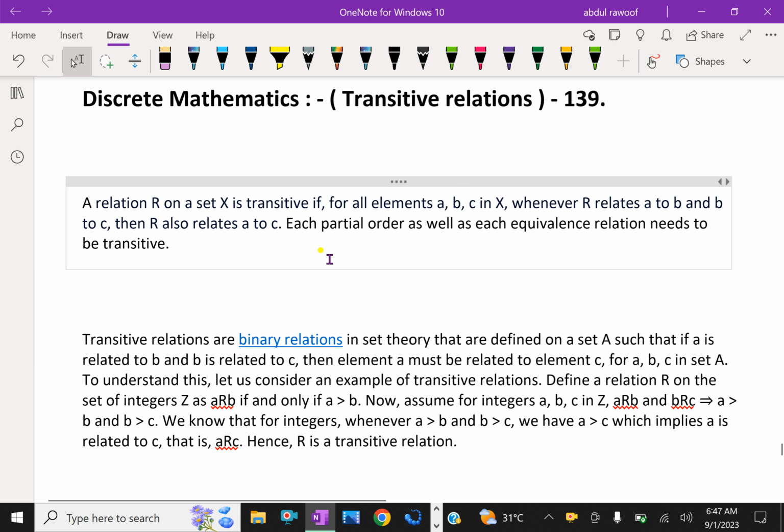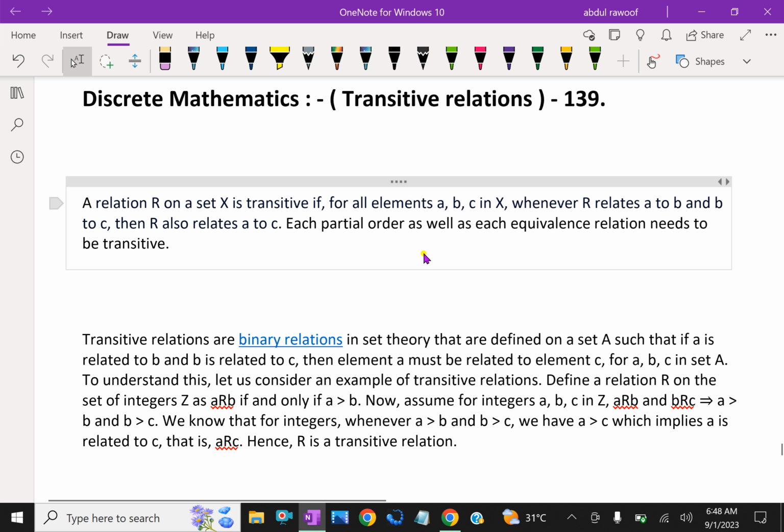What are transitive relations? A relation R on a set X is transitive if for all elements A, B, C in X. That means that whenever R relates A to B and B to C, that is, the first to the second and the second to the third, then R also relates A to C, the first to the third.